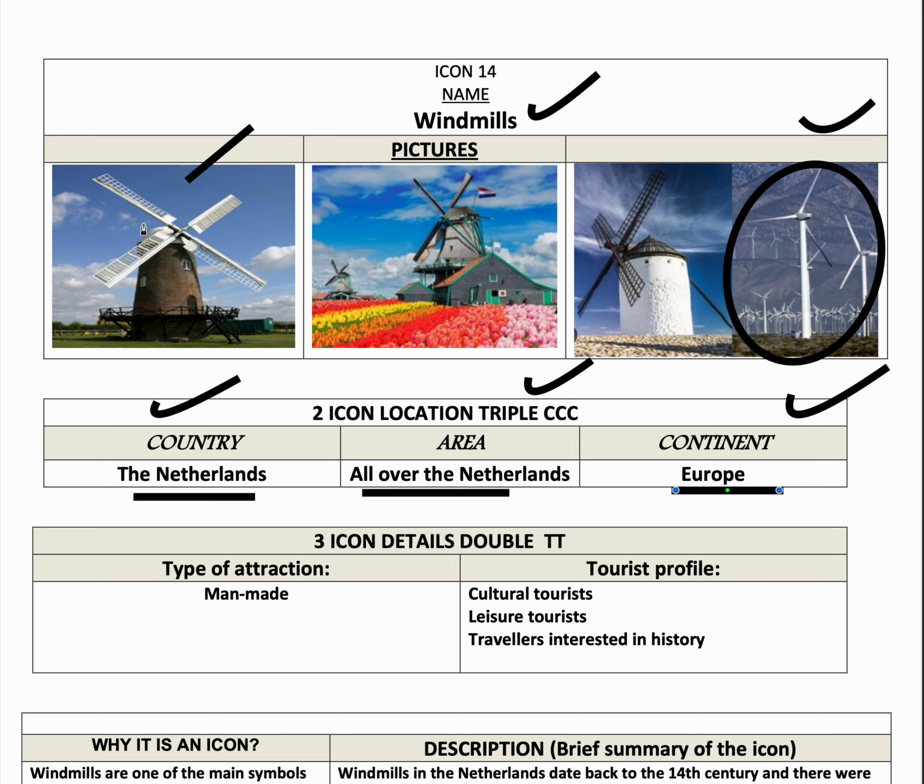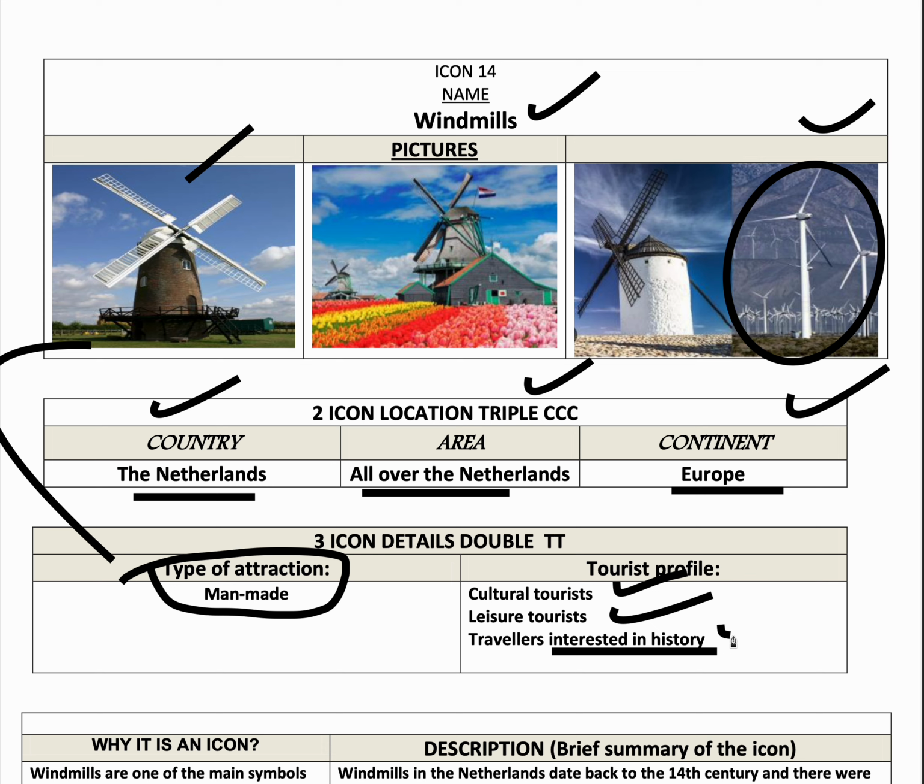The windmill is a type of attraction that is man-made, which is in the process of designing the windmill and making the windmill. It is human made. So the tourist profile: the tourists that visit the Netherlands go there to learn more about the culture of the Netherlands, and some visit just for leisure, and some are interested in the history of the Netherlands and the windmill as well, the importance of it to the Netherlands.